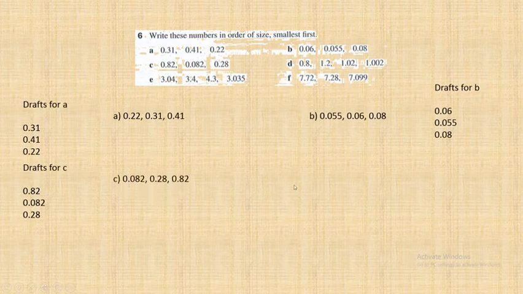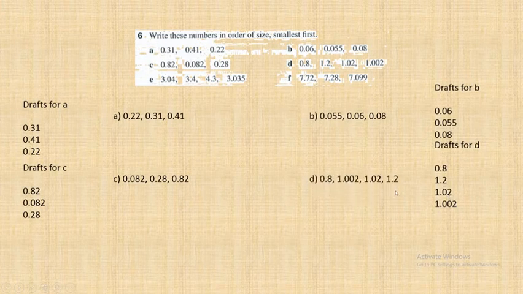Okay, let's go to question number D. The draft first, 0.8, 1.2, 1.02, and 1.002. The smallest one, of course, is starting with a 0 here. So this is the first one, 0.8. And then after that, 1, 1, 1, so go next door, 2, 0, 0. These are the same, so I have to go to the next door. So here, when you jump to the next door, it's going to be 2 and 0. So this is the smaller one, the smallest one after 0.8. So it's going to be 1.002 and then 1.02 and at the end it's going to be 1.2.